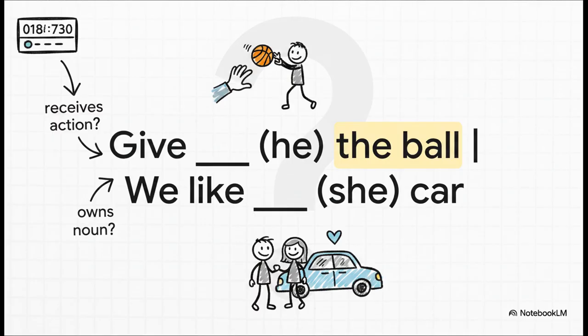All right, keeping that gamified energy up, here are your final 2 practice scenarios. Number 3, using he. Give blank the ball. And number 4, using she. We like blank car. Run the rule. Does it receive the action, or is it owning a noun right next to it?